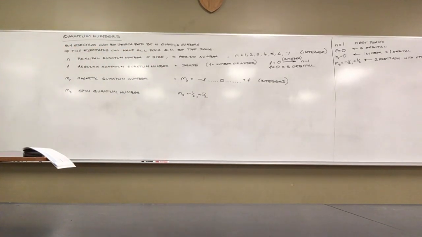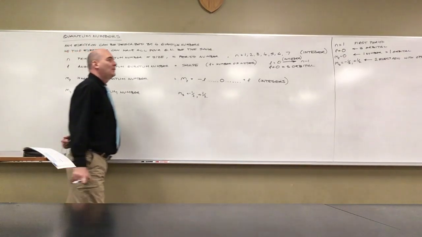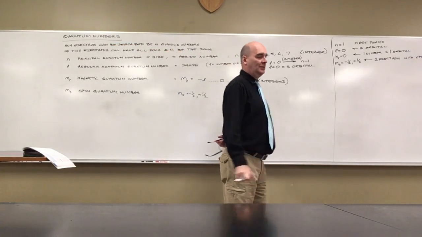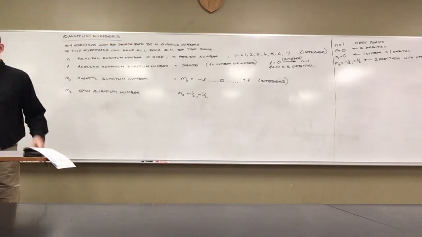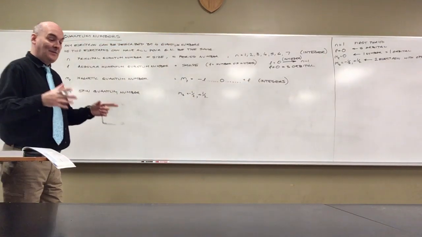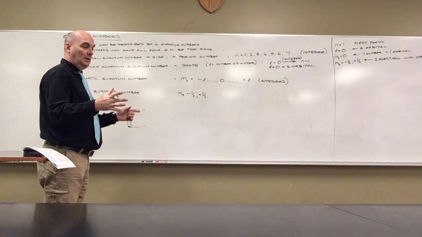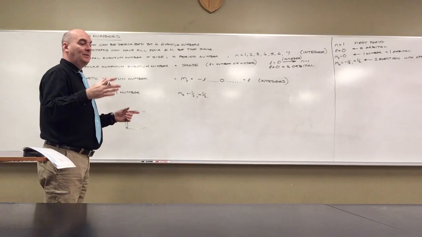Aufbau, when you learned electron configuration, Aufbau said start at the beginning. Put the electrons in the 1s before you move them into the 2s. Put them in the 2s before you put them in the 2p. Fill the 2p before you start putting them in the 3s. That was Aufbau, building up. That was then followed by Hund's rule that says if there are degenerate orbitals, meaning have the same energy, like the p orbitals, put them into individual orbitals before you pair them up.